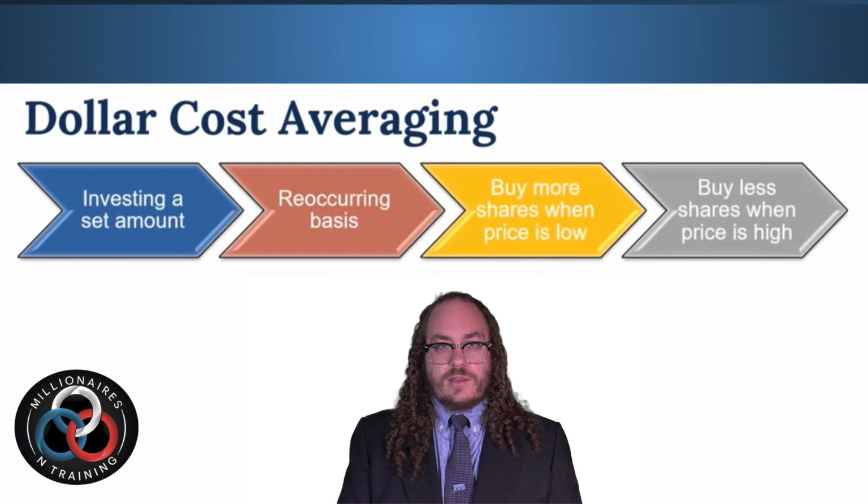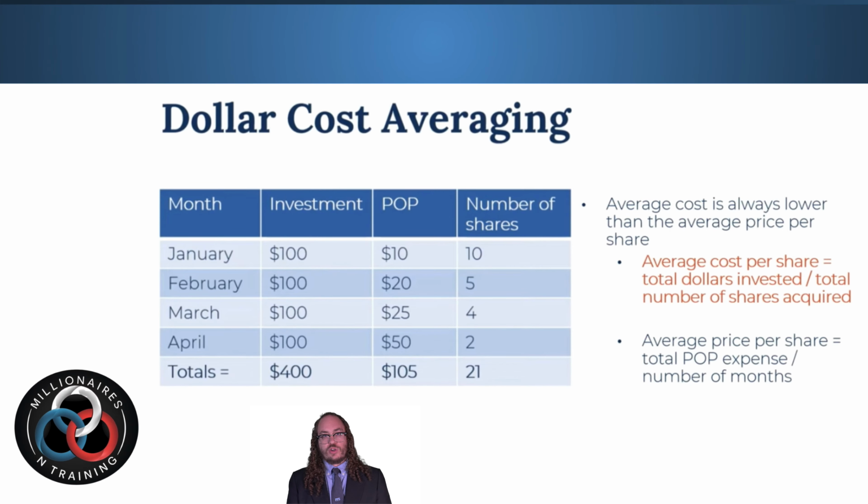So let's take a look at an example of dollar cost averaging. Our investor invests $100 every month, and the public offer price is going to vary based on what the fund's criteria is. So they'll also show us the number of shares that they buy for every single month. The thing that you want to remember is that the average cost is always lower than the average price per share when utilizing dollar cost averaging.